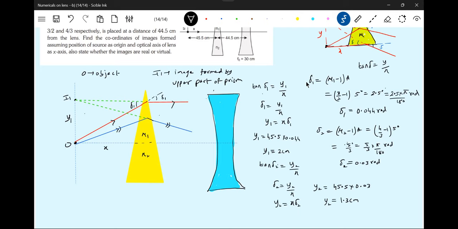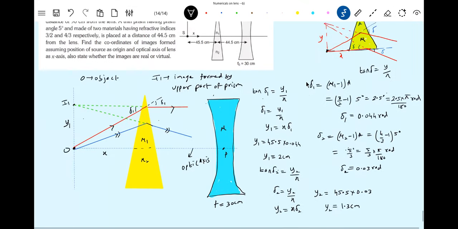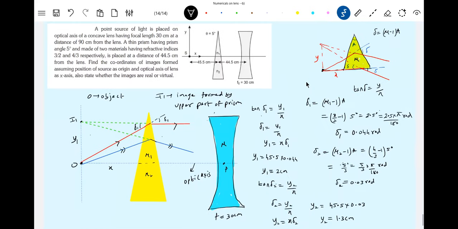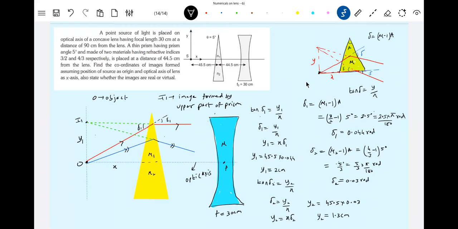Okay, they will become the object for this lens here. That I1 and I2 will become the object here, I1, I1 dash, and we have to find out the corresponding images. But they are not on the optic axis. This is the optic axis. First, what we did is only the mathematical part. Similarly, image I2 will be formed here.